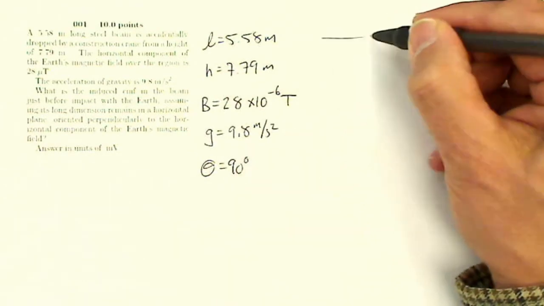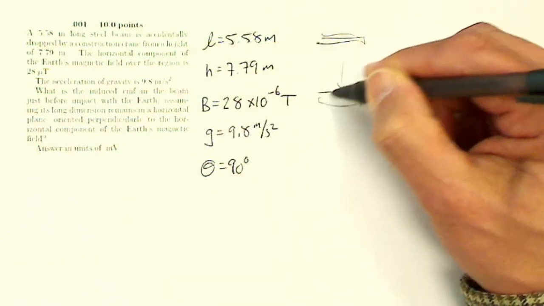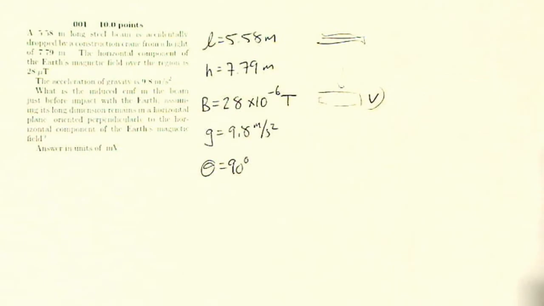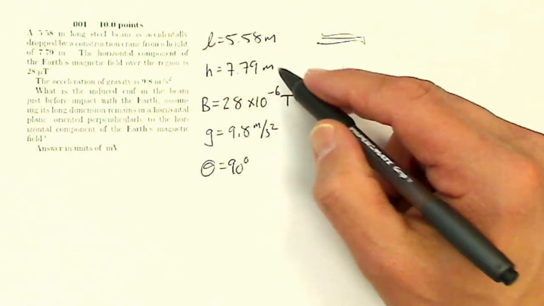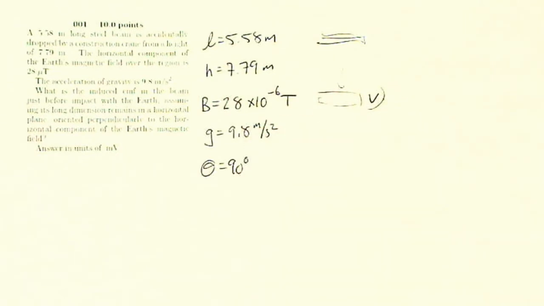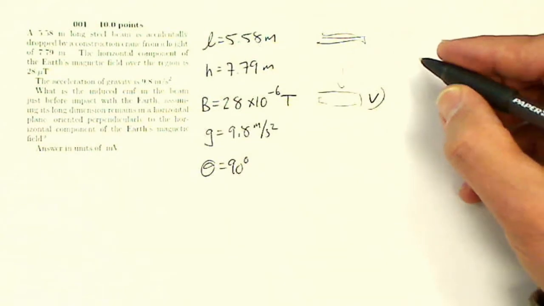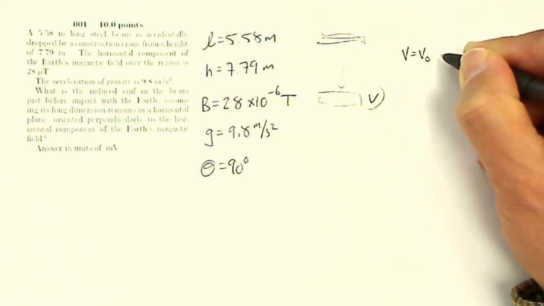So this beam starts up here, it falls down. After it falls down, it's going to be moving at some velocity. That velocity is going to be necessary. So how fast is something after it has fallen 7.79 meters with a gravitational acceleration of 9.8 meters per second squared?